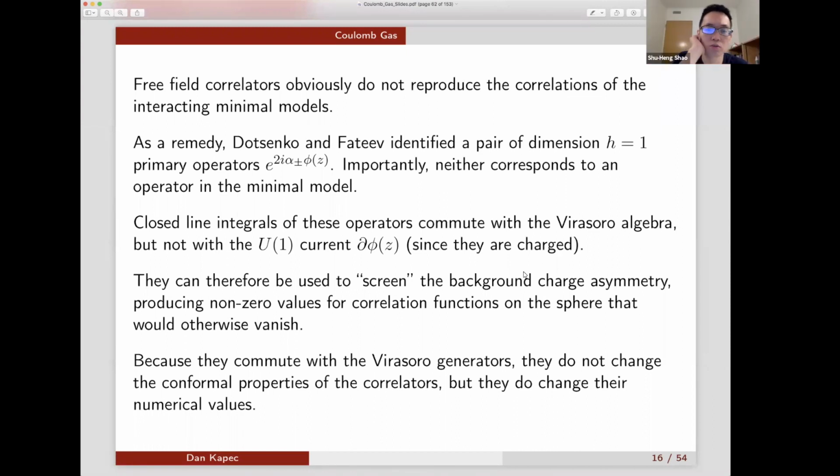So that operator e to the 2i alpha plus minus phi, it's a holomorphic operator. So h bar is 0. So almost all of this work was always done holomorphically. And what we'd like to do is understand the full quantum field theory. And it's illuminating actually, because as I'll describe, this is also the same operator which Felder is using for his BRST construction. And so it looks like there's sort of dual roles being played by these special weight 1 operators in the holomorphic Coulomb gas story.